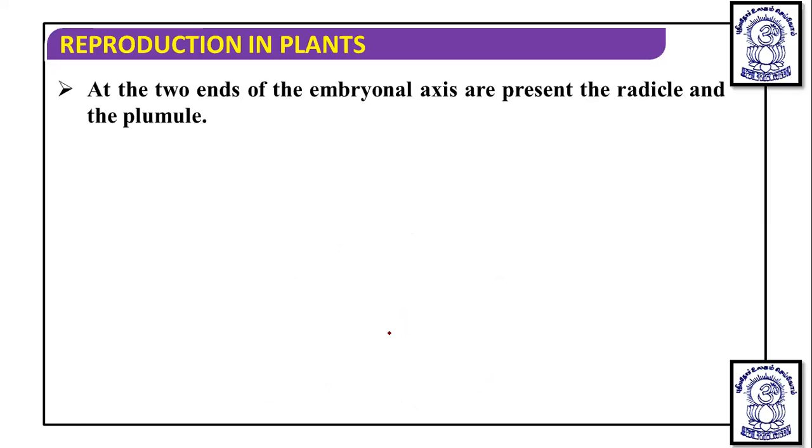Now at the two ends of the embryonal axis are present a radicle and plumule. Yes, dear students, we have seen this diagram particularly in case of dicot embryo, and we have shown this is the embryonal axis. Here you will find a cotyledon, here you will find a plumule, and here you find a radicle. So this statement is saying that at the two ends of the embryonal axis, one is the radicle and one is the plumule.